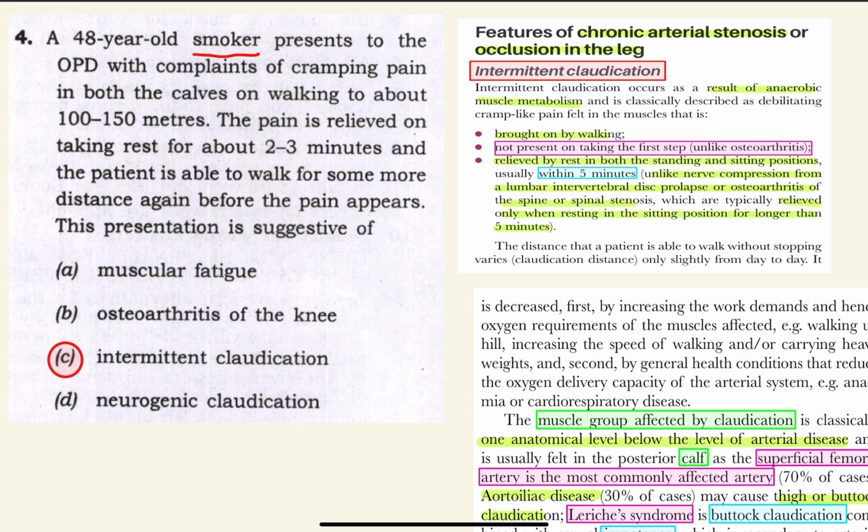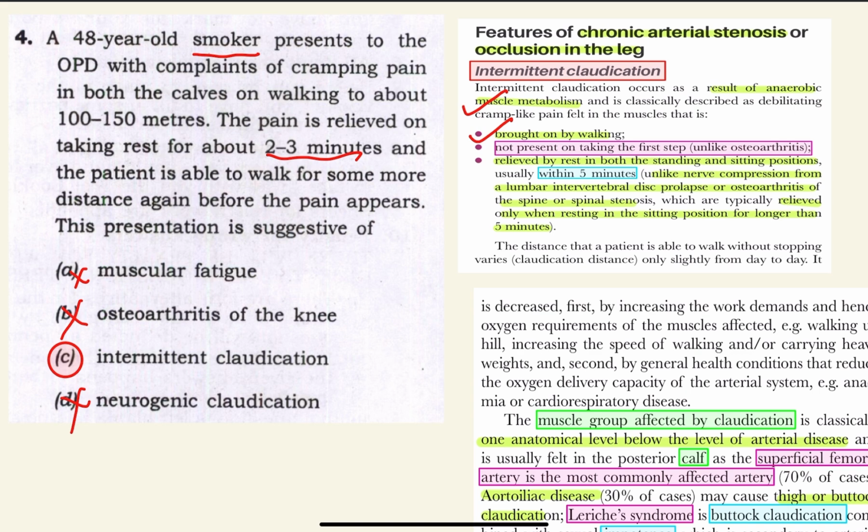Intermittent claudication. This is seen in chronic arterial stenosis. It is a result of anaerobic muscle metabolism. It is brought on by walking and not present on taking the first step, unlike osteoarthritis. So this is ruled out. Relief by rest in both standing and sitting position is usually within 5 minutes. So 2 to 3 minutes he was getting relieved, unlike nerve compression from a lumbar intervertebral disc prolapse or osteoarthritis of the spine and spinal stenosis, which is typically relieved only when resting in sitting position for longer than 5 minutes. So these are all ruled out.